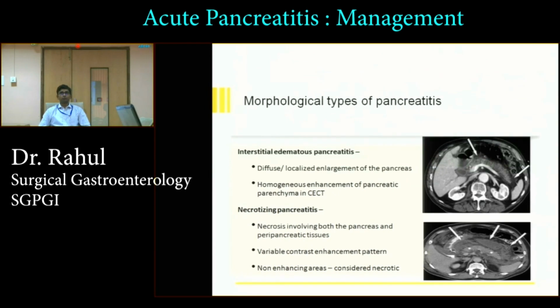This is because of end arteritis and blockage of the vessels, and that causes ischemia followed by necrosis of the pancreatic tissue as well as the peripancreatic tissue. This is termed necrotizing pancreatitis. Next.